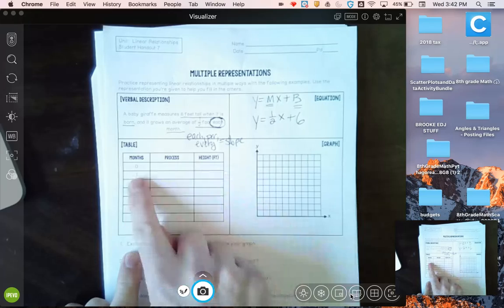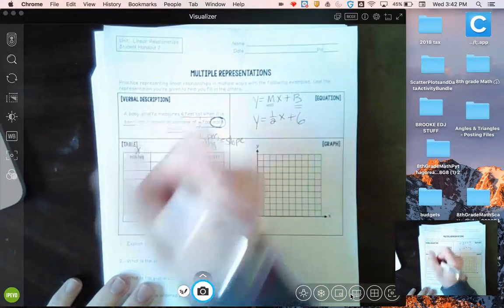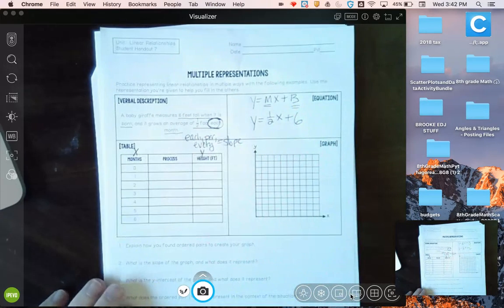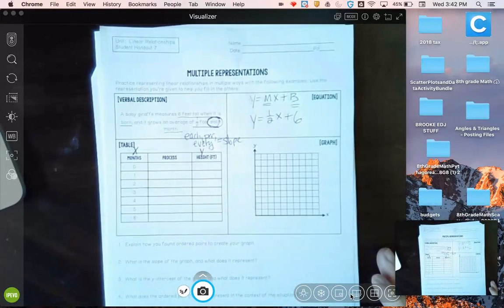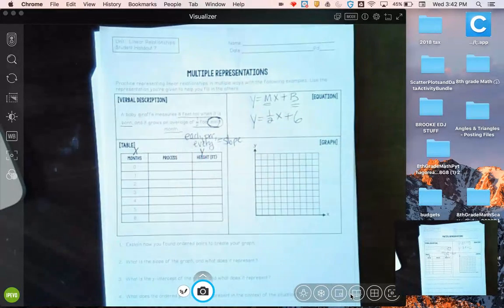So I've got to know which one's my x and which one's my y. This one, my friends, is your x value. This one is your y value. X will always be first. Y will always be second. It also tells us right here in our problem, feet per month.